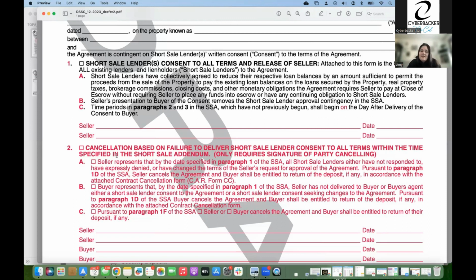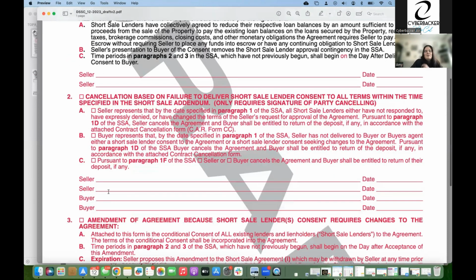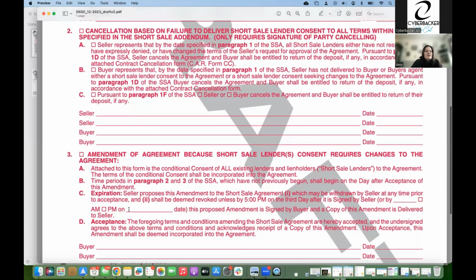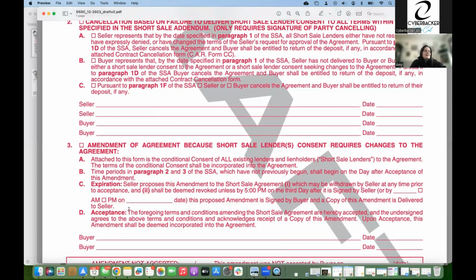And then C is pursuant to paragraph 1F of the SSA, either seller or buyer cancels the agreement and buyer shall be entitled to a return of their deposit. So that's the third option there for the cancellation. Seller and buyer both are going to sign here on their respective lines. And then they also have an amendment of the agreement because the short sale lender consent requires changes to the agreement.